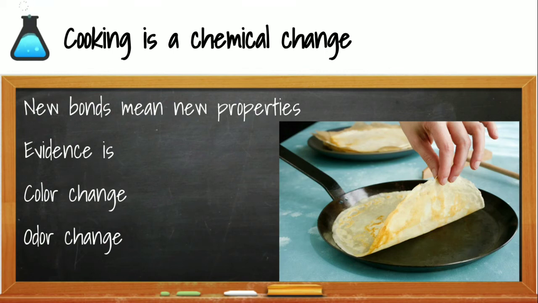But there are several evidences of a chemical change that we can look at that could indicate the likelihood of a chemical change. When cooking crepes, we'll watch the batter change color from a pale white color to a toasty brown color. We'll also have an odor change.